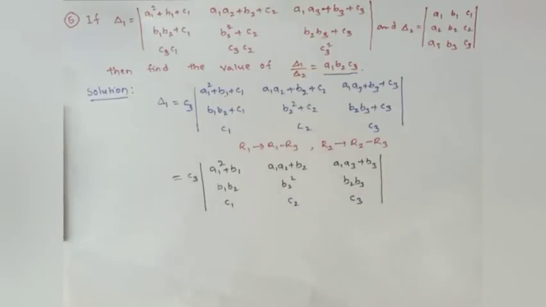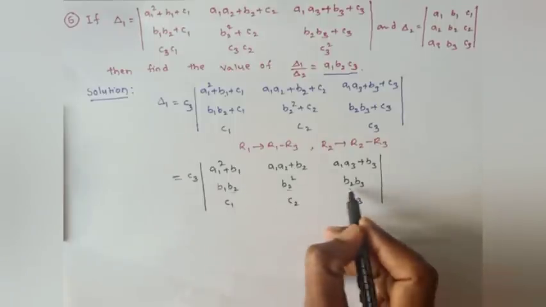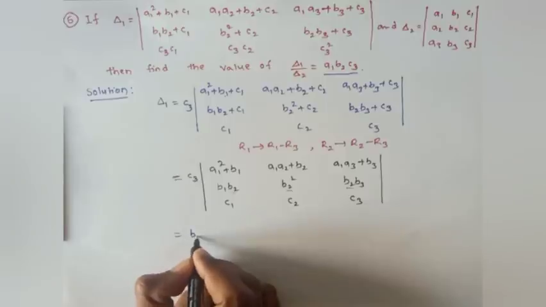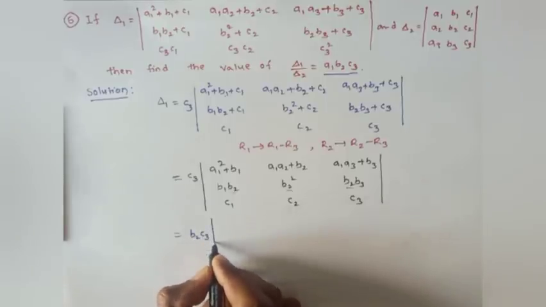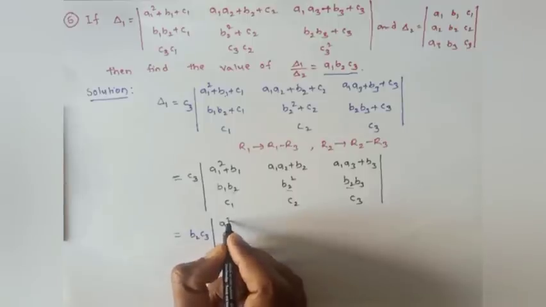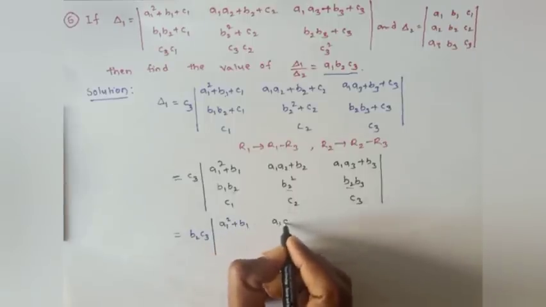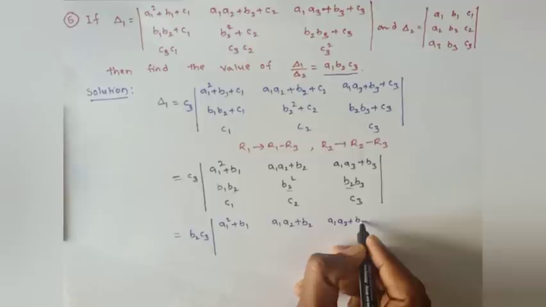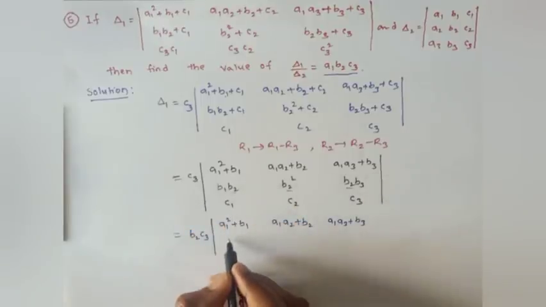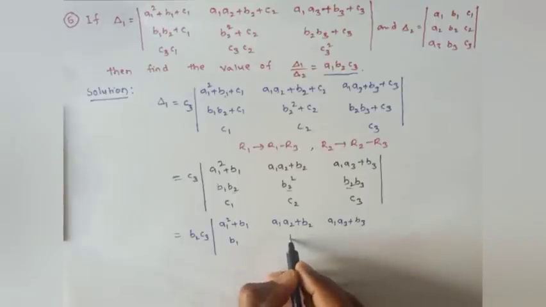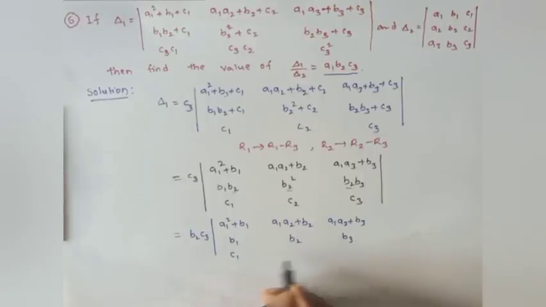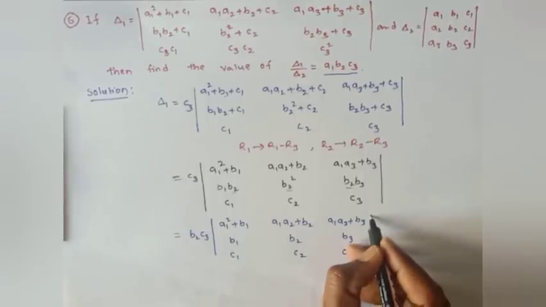Now try to simplify again. So here you can observe from the second row B2 is common, so that it is B2 into, already C3 is there, B2 into C3 times of, so the A1 first row is as it is: A1 square plus B1, A1 A2 plus B2, this is A1 A3 plus B3, and from this second row B2 is common, so therefore the leftover elements are B1, B2 and this is B3, C1 C2 C3.